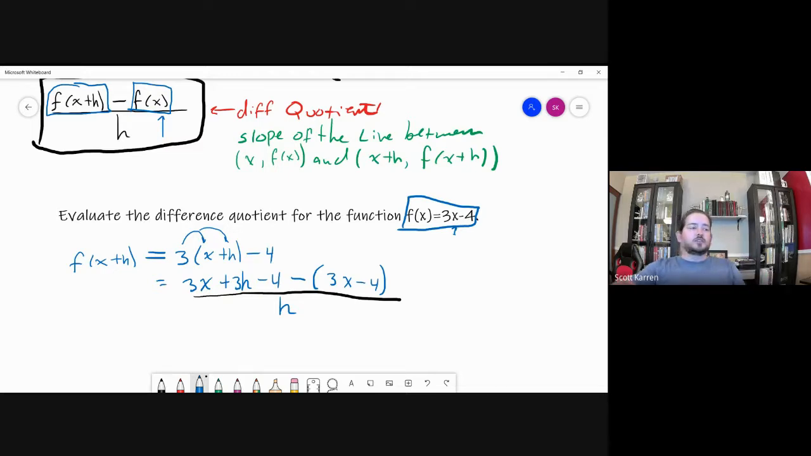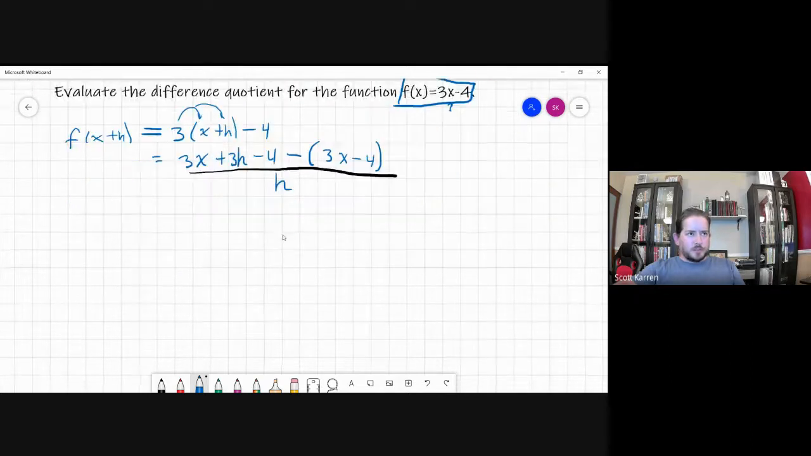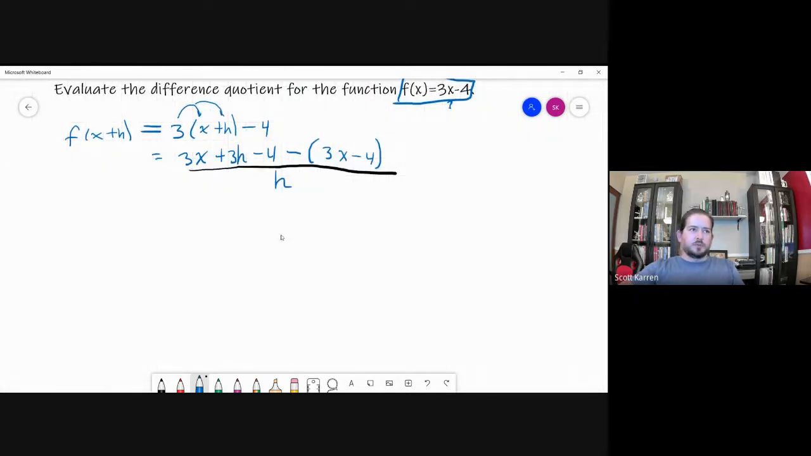So I'm going to distribute, I'm going to scooch this up a little bit. I'm going to distribute this negative through the parentheses, yoink, yoink, and I will clean this up a little bit. I still have my 3x plus 3h minus 4, but now it's minus 3x and then plus 4 up in the numerator. And that's all over h still. Okay.